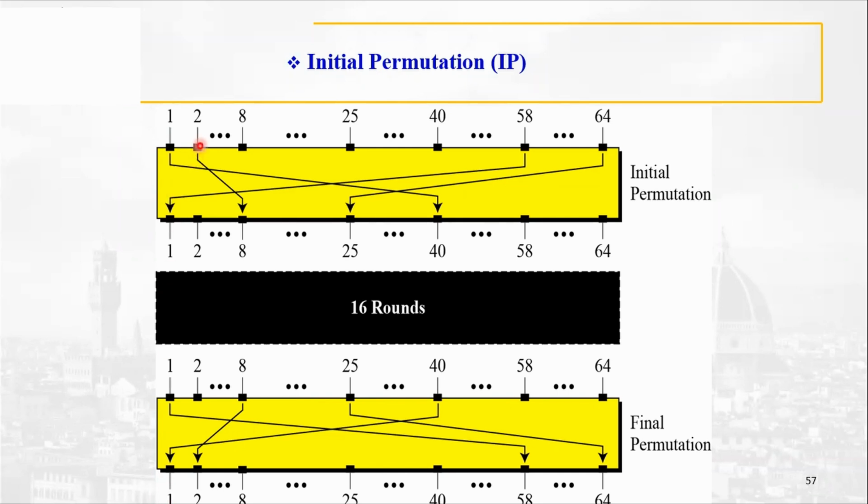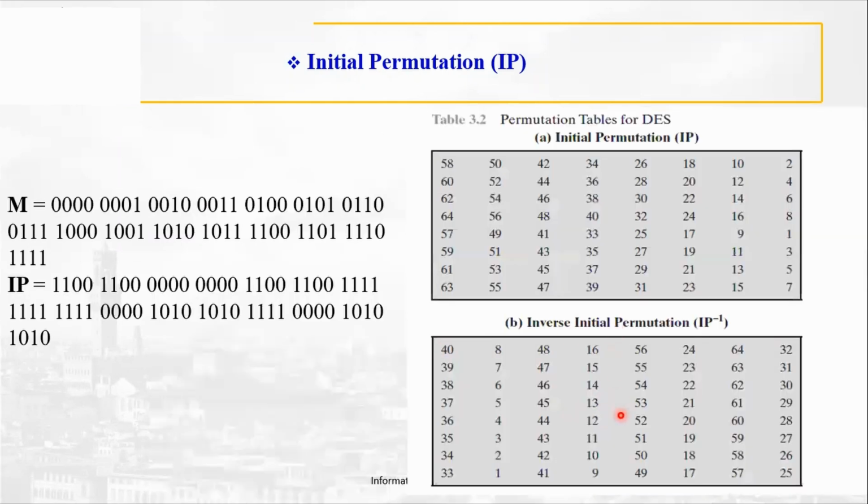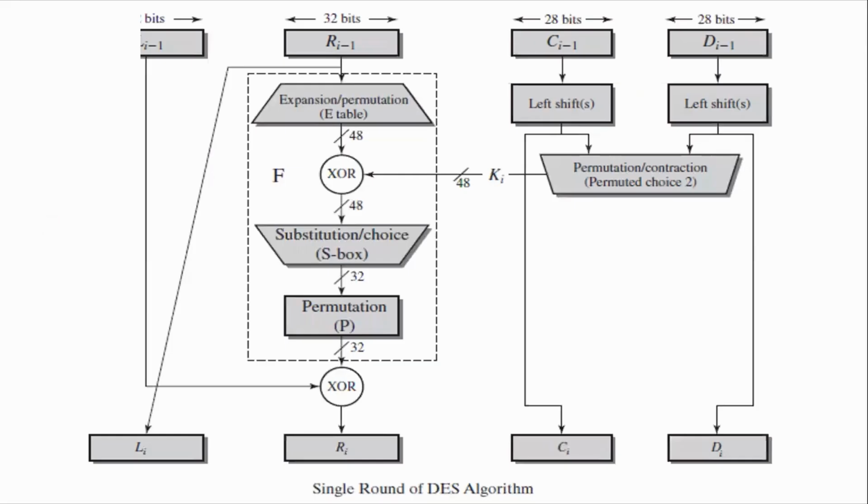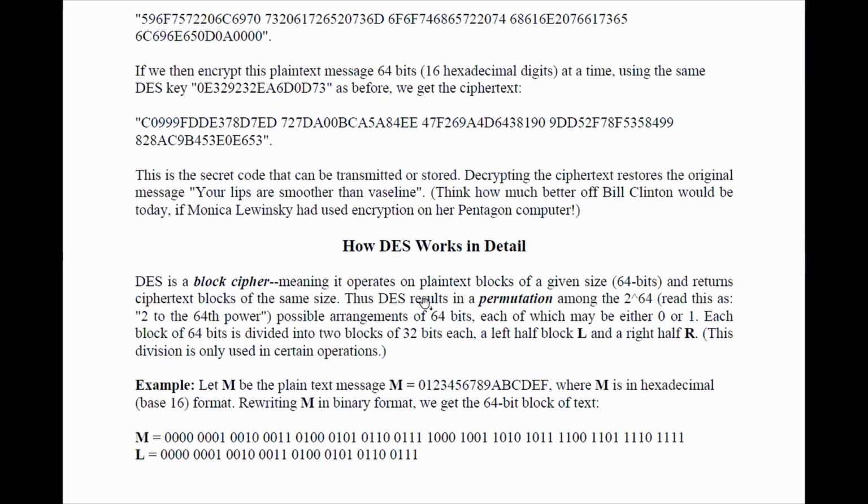Similarly, if the second bit is going to the 8th location, then the 8th bit has to be brought back to the second location, and so on. Okay, so for the inverse permutation, you have to follow this matrix. Okay, so this is the first step, and let me give you an example here.